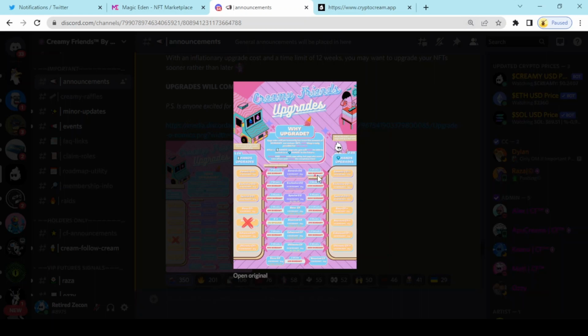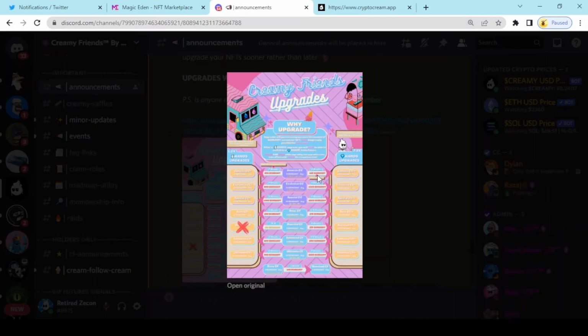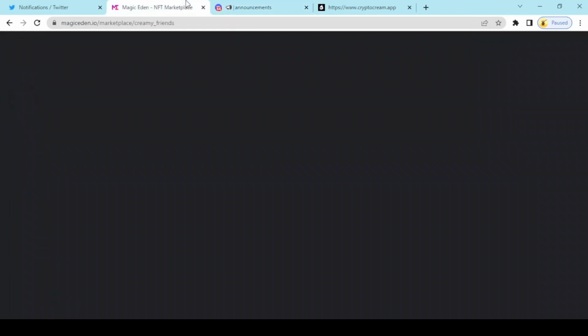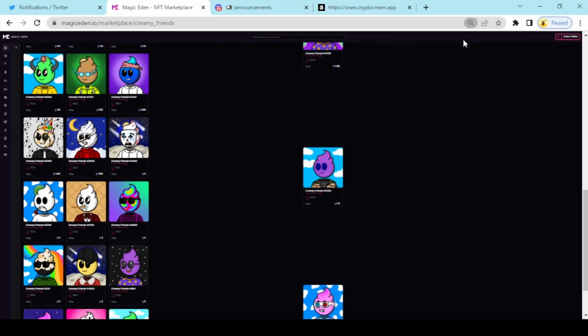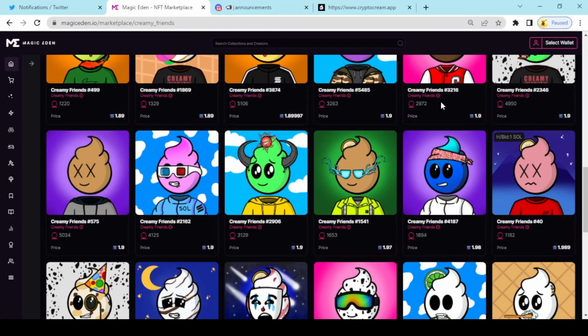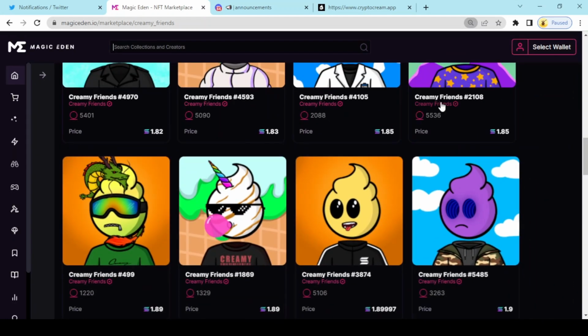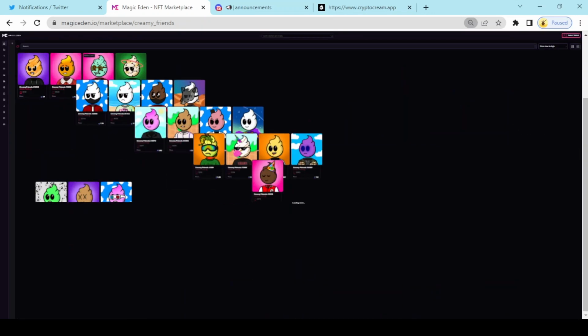what's going to cause the price of Creamy to rise and what will increase the demand for even having a Creamy Friend in the first place. So firstly, there is an upgrade system. It is a bit hard to see on that. There are three types of Creamies that you can hold. So firstly, there is the base Creamy, and that is just the normal Creamy Friend, which would be most of what you're seeing right now listed on Magic Eden.